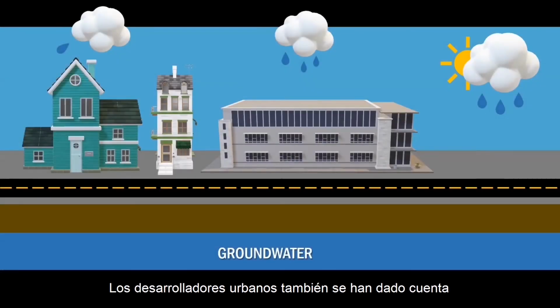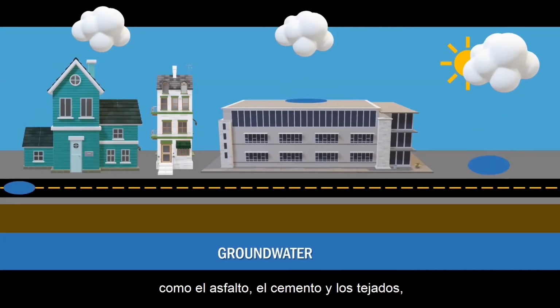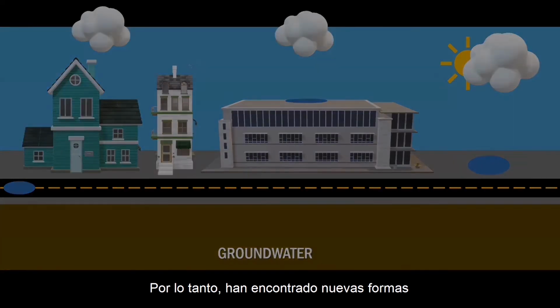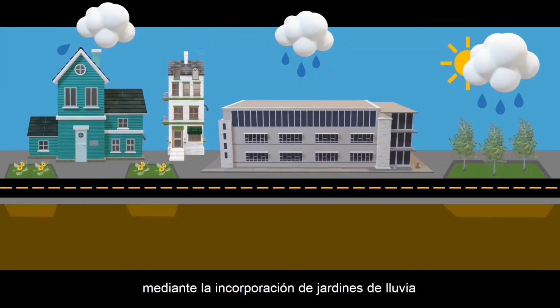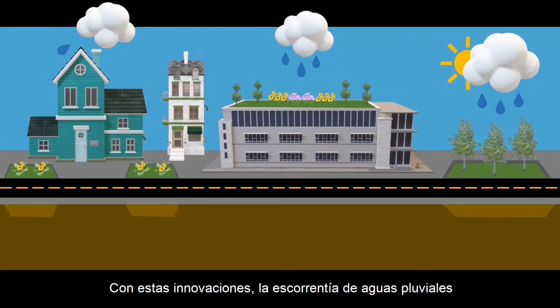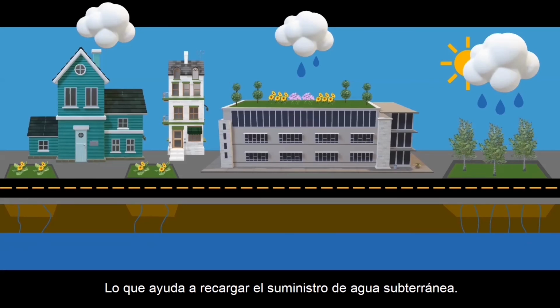Urban developers have also realized that impervious surfaces, or surfaces that do not allow water to pass through, such as asphalt, concrete, and rooftops, can drastically reduce our groundwater supply and cause excess flooding downstream. Thus, they have found new ways to allow water to sift through the soil and reduce the excess stormwater runoff by incorporating rain gardens and other stormwater features into the urban environment. With these innovations, stormwater runoff can finally incorporate into the soil where it is filtered, stored, and slowly released, which helps recharge the groundwater supply.